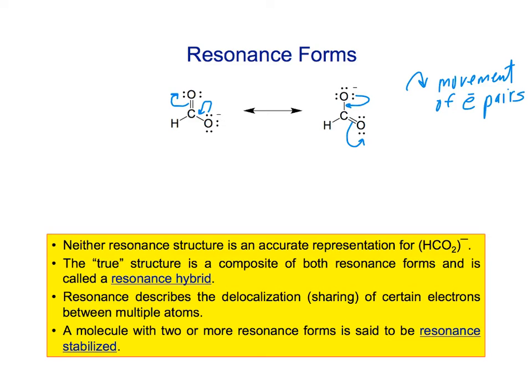All right, but what's been discovered over time is that neither of these structures really are accurate representations. The true structure is actually a composite of both of those, and that composite is referred to as the resonance hybrid. So instead of having electrons going back and forth, those electrons are simply spread between the two oxygens. So we could draw what we might call the true structure, and it would look like this.